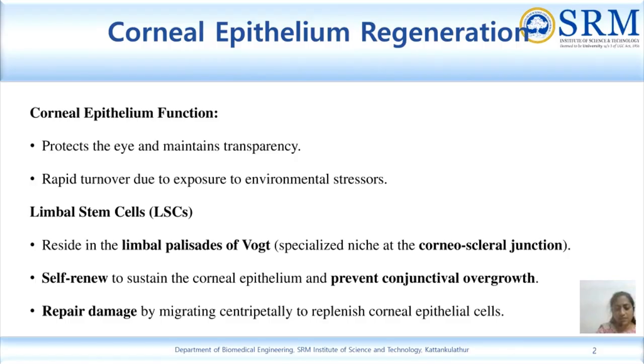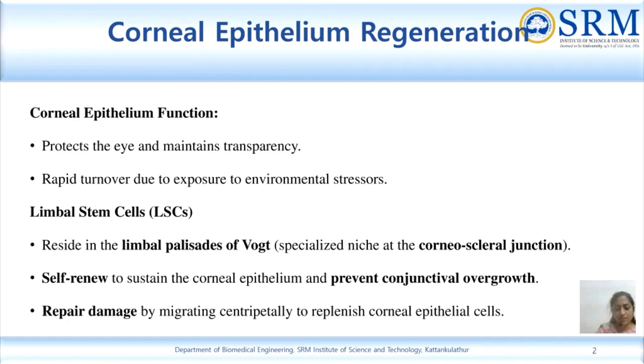So there is rapid turnover that is seen in the corneal epithelium, and this is due to the exposure to environmental stresses. Our eyes are constantly exposed to a lot of environmental factors like dust molecules or things that can poke your eye. So to protect it, and to make sure that the normal count of the cells is always maintained, the cells need to maintain a rapid turnover.